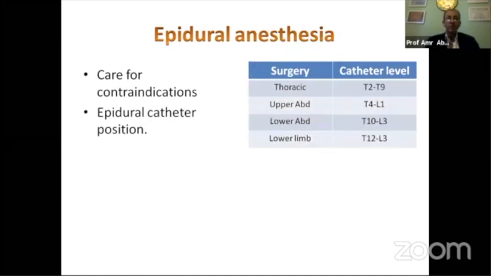This is a diagram which shows where we have to put the epidural catheter. If you're talking about a thoracic surgery, it's preferable that you insert your catheter between T2 and T9. In upper abdominal surgeries, it's better to do it in the thoracic region or the lower thoracic region between T4 and L1. Don't use the lumbar epidural for upper abdominal surgeries.